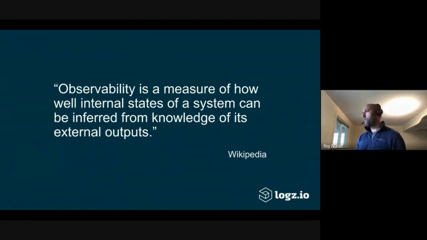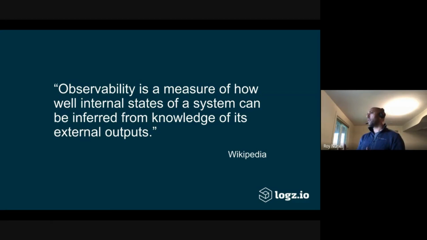I don't know how many of you are familiar with the term observability, and one of the challenges with these virtual events is that you cannot really see who you talk with because it's kind of challenging. But I'm curious to know how many of you are familiar with the observability term.